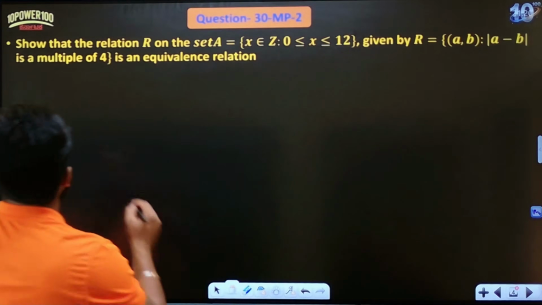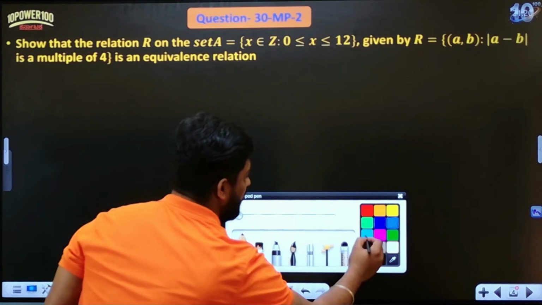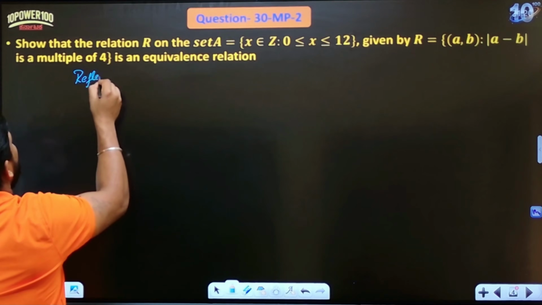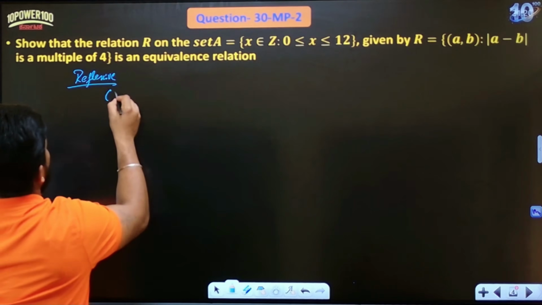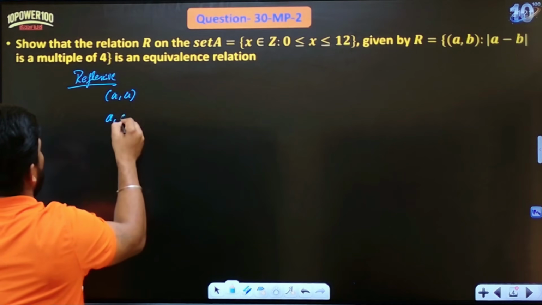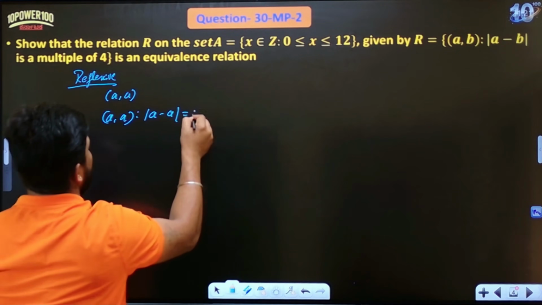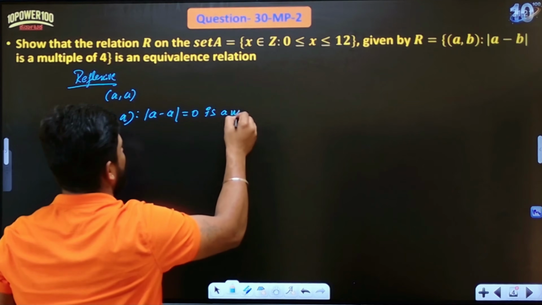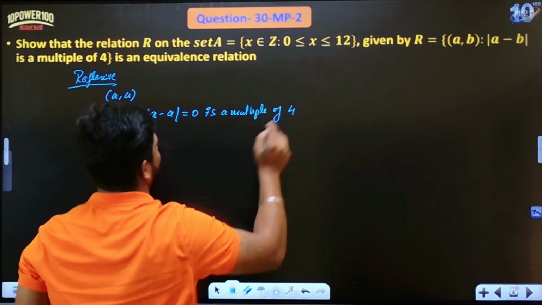So what you have to do is, first one is reflexive. Reflexive is always same element comma same element. So let's write reflexive. So it is A comma A, right? A comma A such that mod A minus A is what? 0. 0 is a multiple of 4, correct?